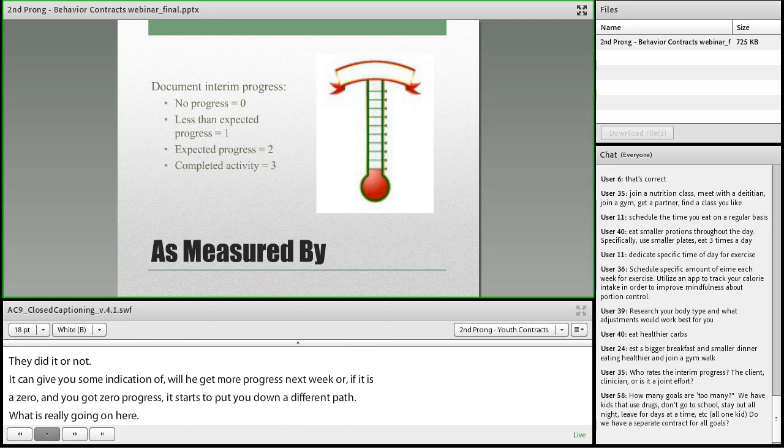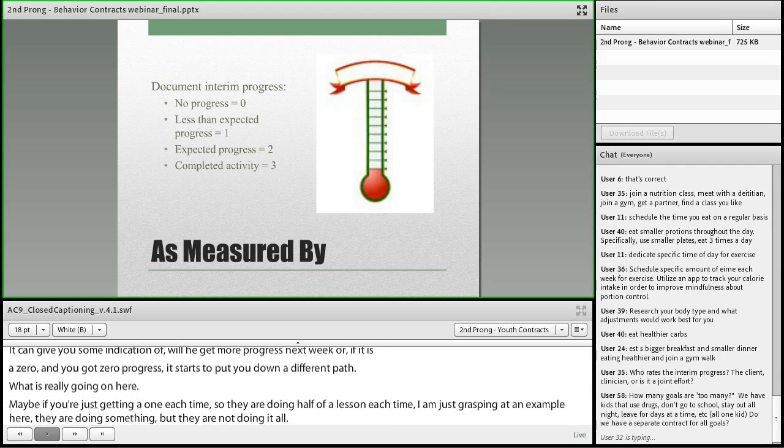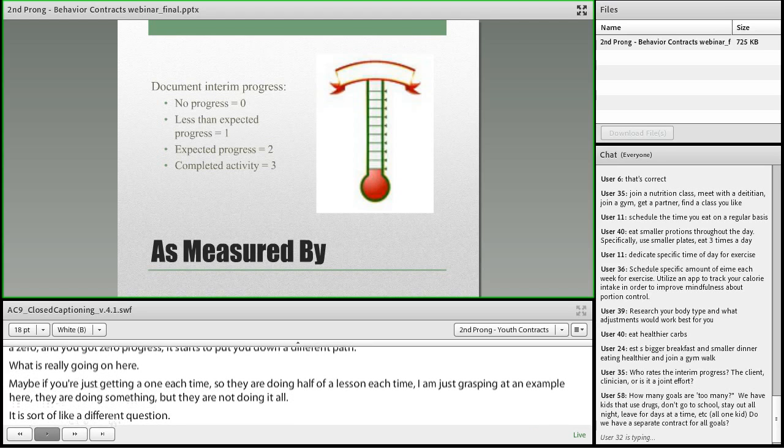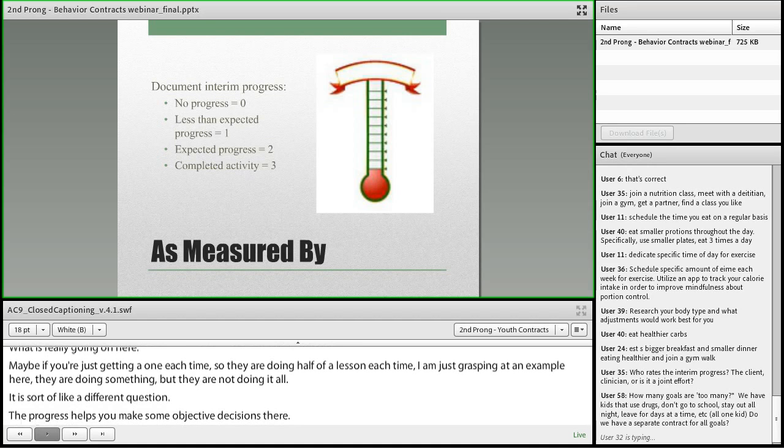I'm just grasping at an example here. They're doing something, but they're not doing all, so it's sort of like a different question. But the progress helps you make some objective decisions there. Okay. And I think that you're going to use these progress indicators in lots of different areas. Yeah. Right.